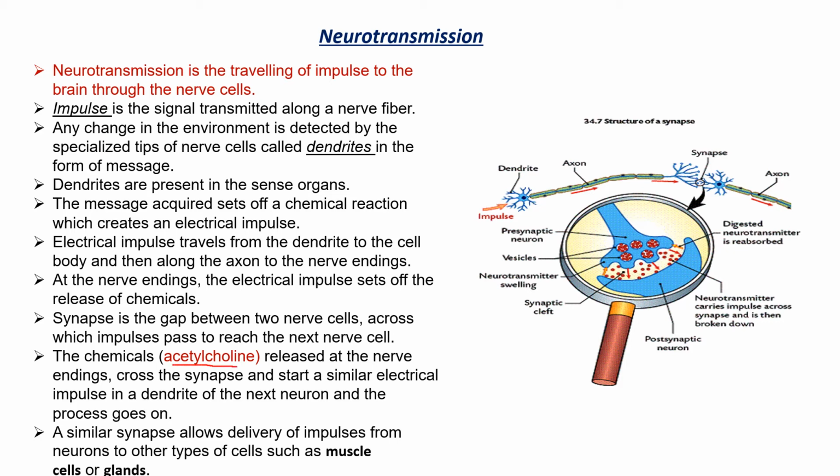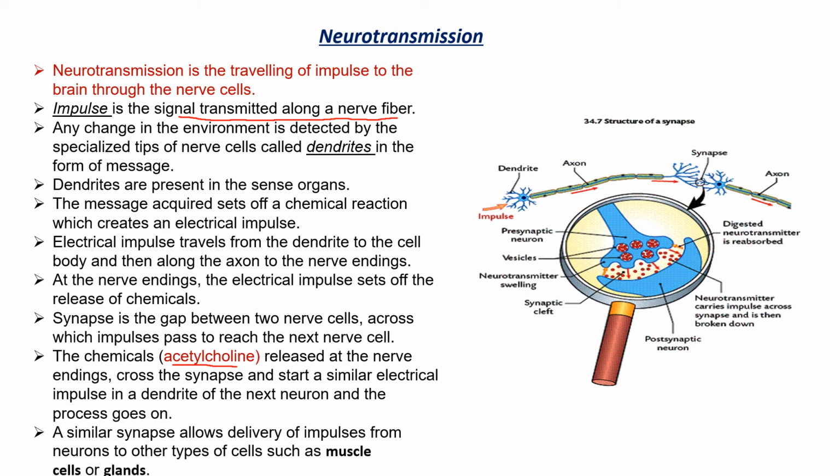Now coming to neurotransmission. Neurotransmission is the traveling of impulses to the brain through the nerve cell. We have seen that impulses are generated when there is a stimulus, when there is a change in the external environment. These impulses are received by the dendrites. In neurotransmission we are going to learn how this impulse travels through the nerves to the brain. Students, what is an impulse? An impulse is a signal transmitted through the nerve fibers.